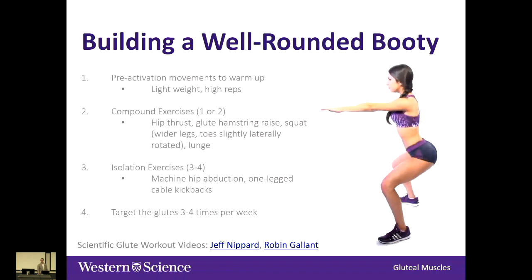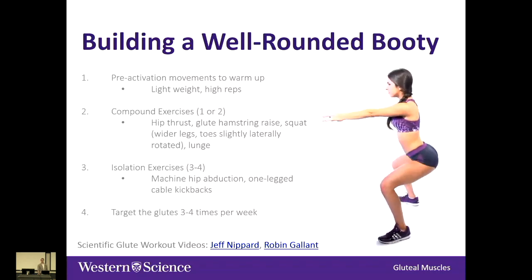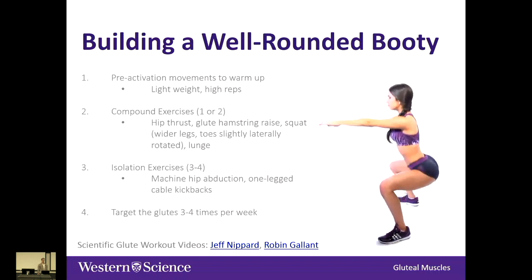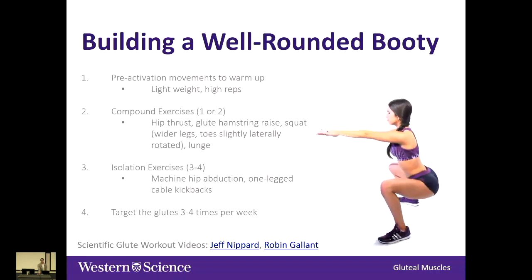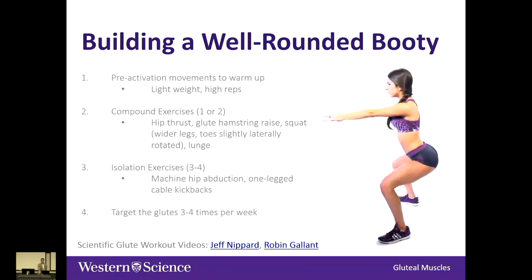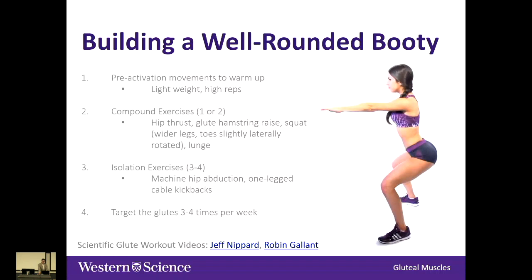So pick about one or two compound exercises, then you can move on to isolation exercises, which just means across a single joint. So instead of doing hip extension and knee flexion, you're just doing hip extension, for example. And stuff like just simple abduction or kickbacks, so extension against resistance. And again, you can do high reps for that.